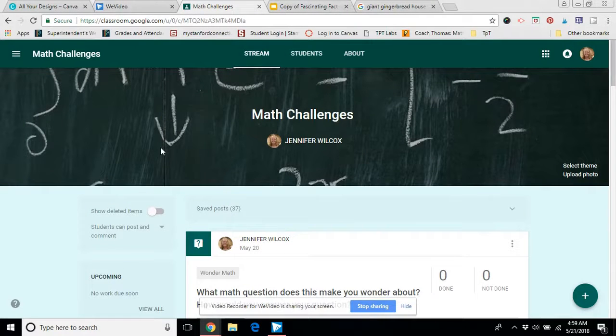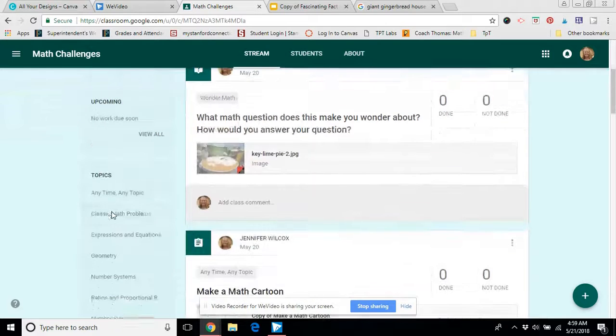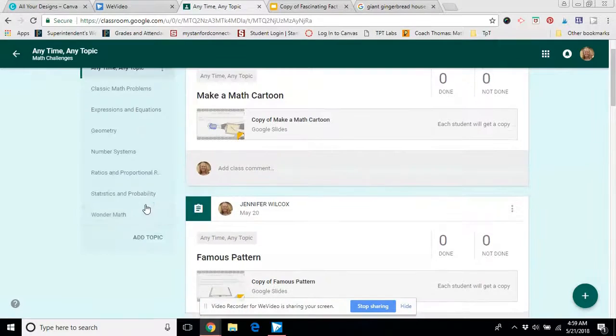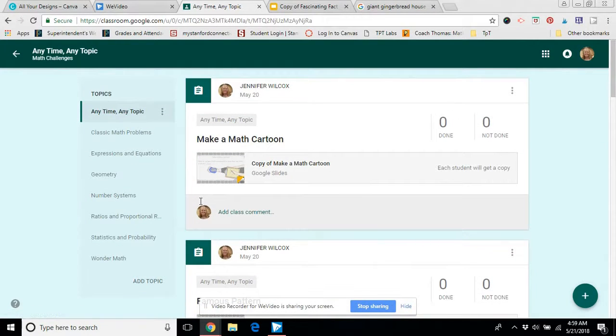Now that I have my weekly challenges scheduled out, I'm ready to fill out just a couple more things that will, I think, make my challenge classroom a little bit more complete. So the first topic that I want to talk about is this anytime, any topic. And I have about 7 or 8 things added to this, and it is just what it sounds like. It is things that kids can do anytime during the year, any topic. And so while I post my weekly challenges once a week, and those are due by Friday, these are ongoing.